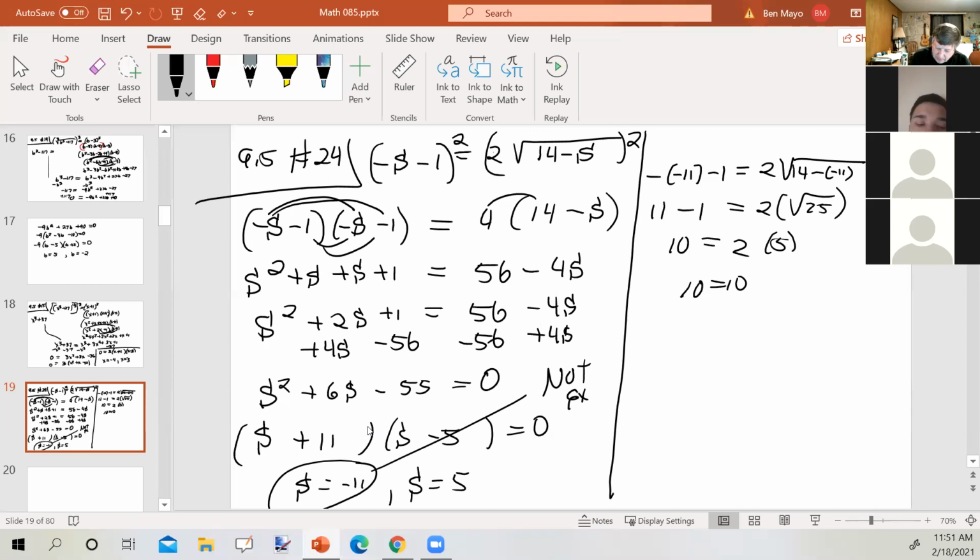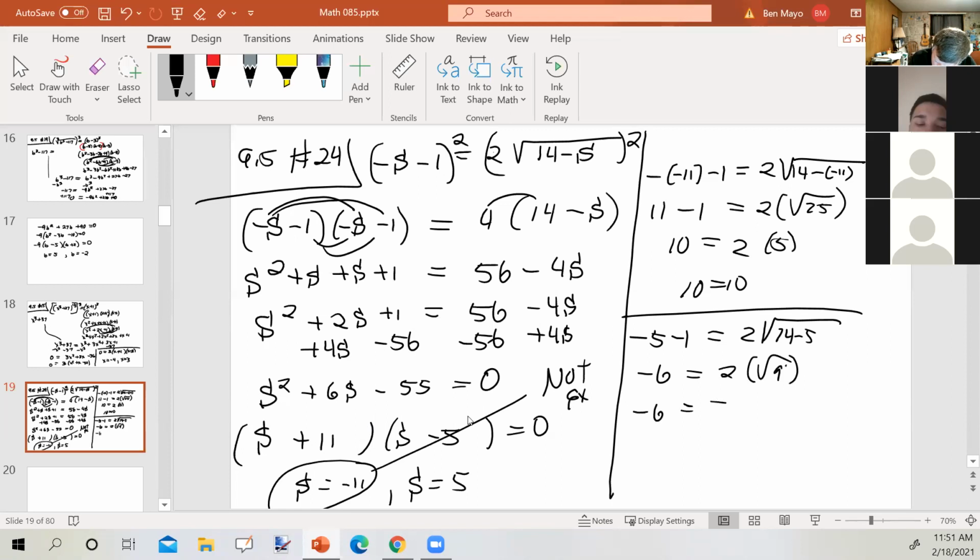Okay. s equals 5, we'd have negative 5 minus 1 equals 2 times the square root of 14 minus 5. Negative 6 equals 2 times the square root of 9. Negative 6 equals 2 times 3. Negative 6 equals 6. So this one is extraneous. Okay, so negative 11 is correct. 5 does not work. Okay, that takes care of that problem.